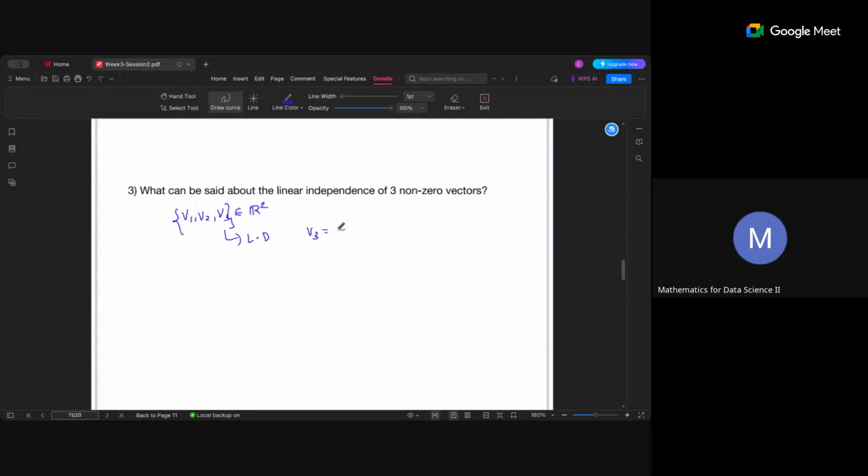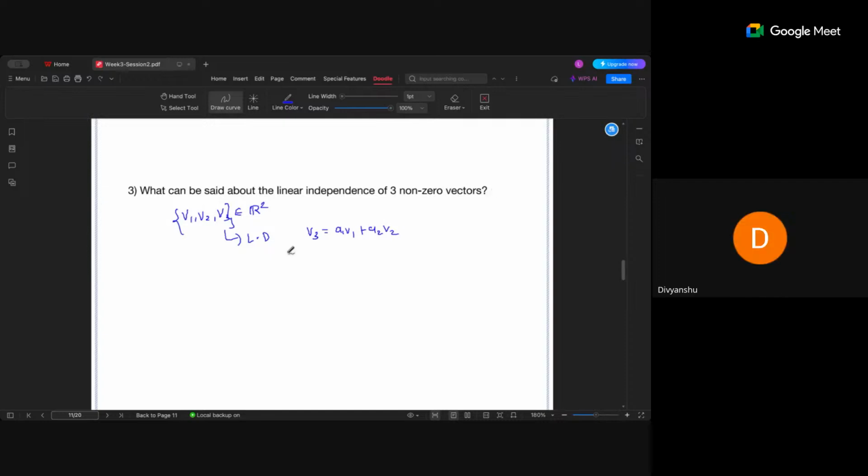Yes or no? Yes. Let us assume this is the case: V3 is A1 V1 plus A2 V2. So in R2, if we have a linearly dependent set, we know that one is a linear combination of the other two. The same is the scenario for any three non-zero vectors. If you are not able to write any of the vectors as a linear combination of the other two, then the set will be linearly independent.